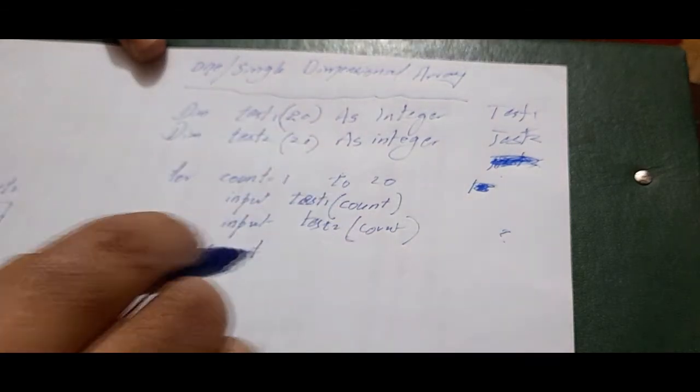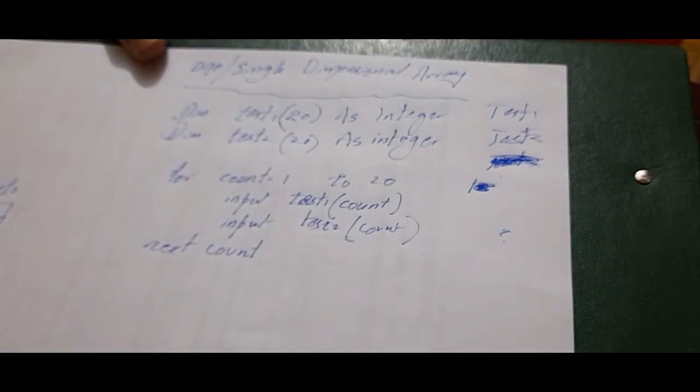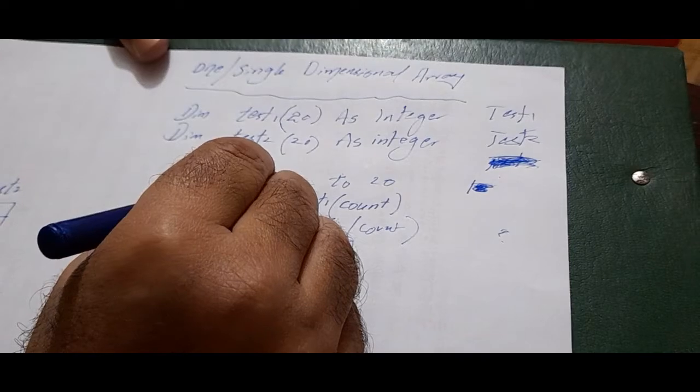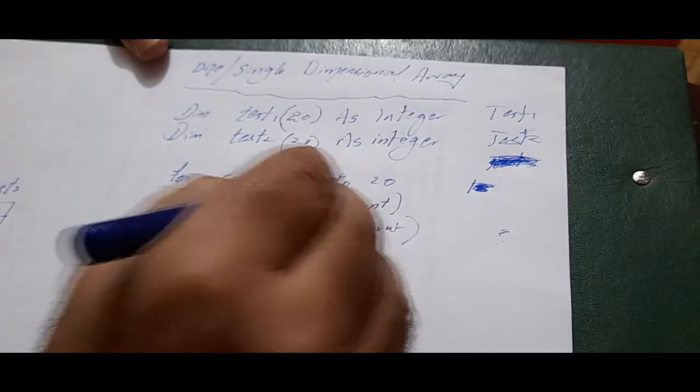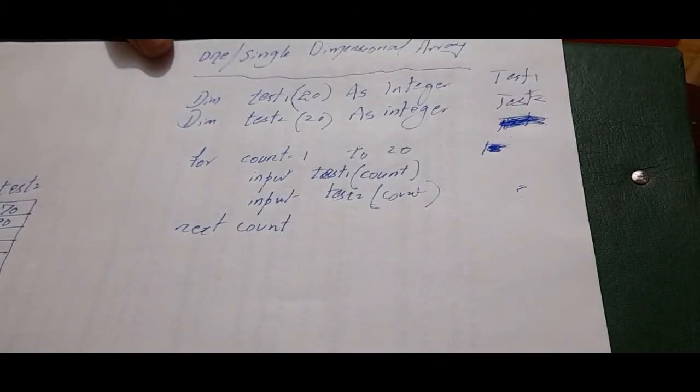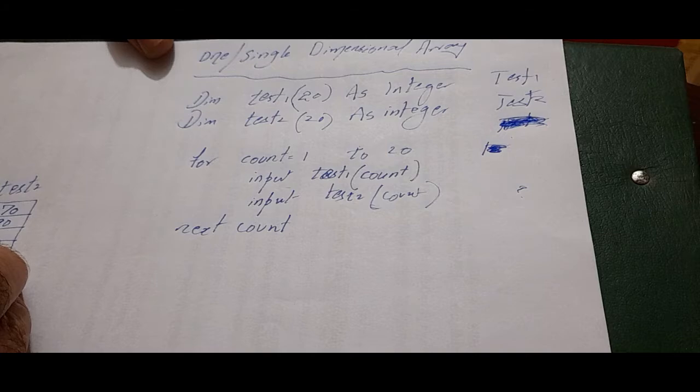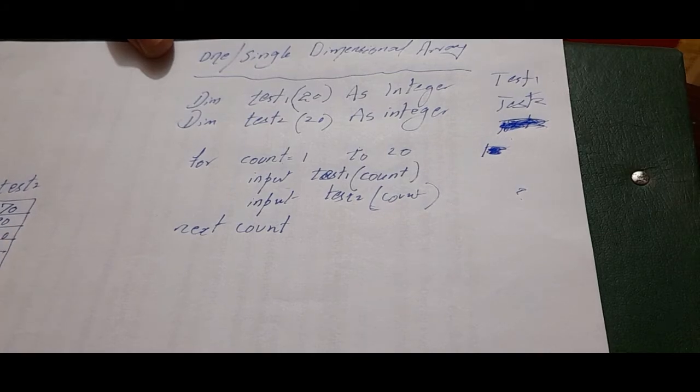For example, the second student got 90 marks in test 2, so 90 will be written in test 2 of 2. And on the third iteration, for the third student, count's value becomes 3. So definitely 3 will go here, 3 will go here. So in test 1, the third student got, for example, 70 marks, and in test 2, the third student got 50 marks. All these are written accordingly.